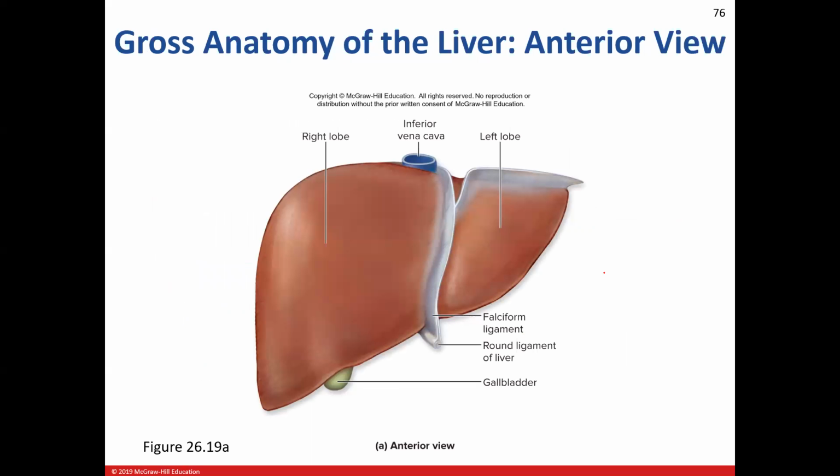So you can see here on the anterior view, you've got a right and left lobe. The right is larger, but these lobes are divided by the falciform ligament, which helps to secure the liver to the interior abdominal wall. And then at the free edge of it down here, we've got the round ligament of the liver, which is an embryological or fetal remnant structure. And then you can see the gallbladder kind of peeking out over here, on the inferior portion.